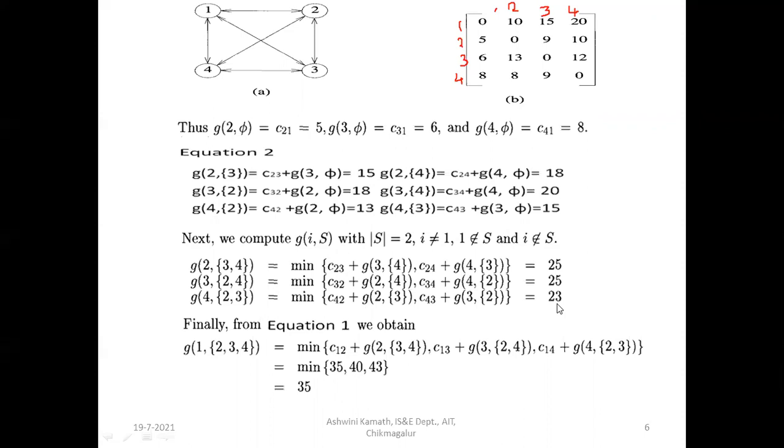Now we have to use equation 1 to get back to the vertex 1. To get back to the vertex 1, we need this: the minimum of C 1, 2 plus G of 2, 3, 4, C 1, 3 plus G of 3, 2, 4, then C 1, 4 plus G of 4, 2, 3. This is equal to the minimum of 35, 40, 43. Minimum value is 35. So you have to note down the one which has the minimum value. So we are getting it from 1 to 2. C 1, 2 gives the minimum value. So you have to note that down.